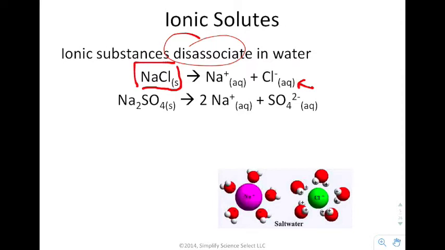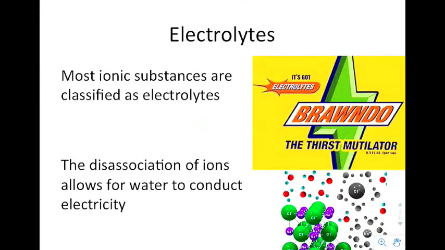So you can do the same thing for sodium sulfate that you see here, except the difference is that there are now two sodiums and then just one sulfate. So this is what's called a dissociation expression. This dissociation expression is showing us what happens when you put an ionic substance in water.